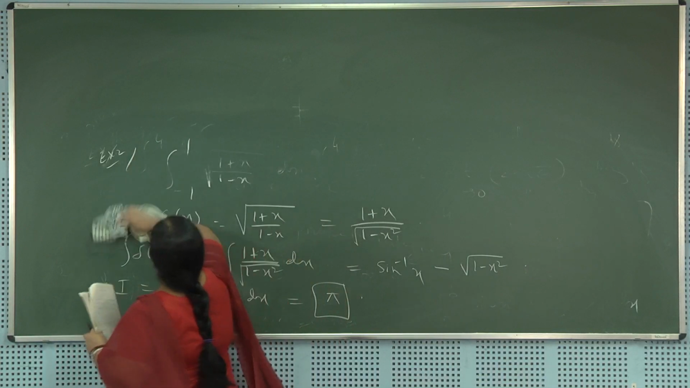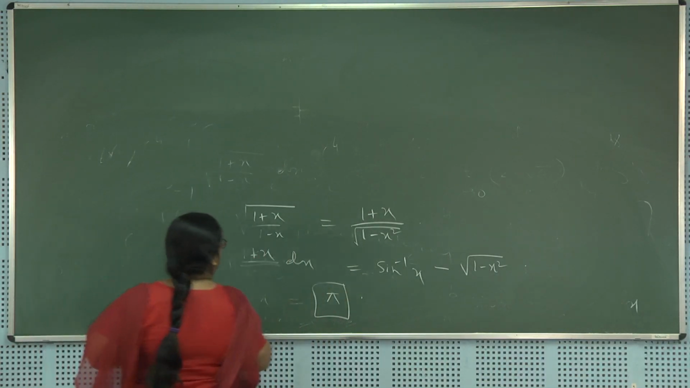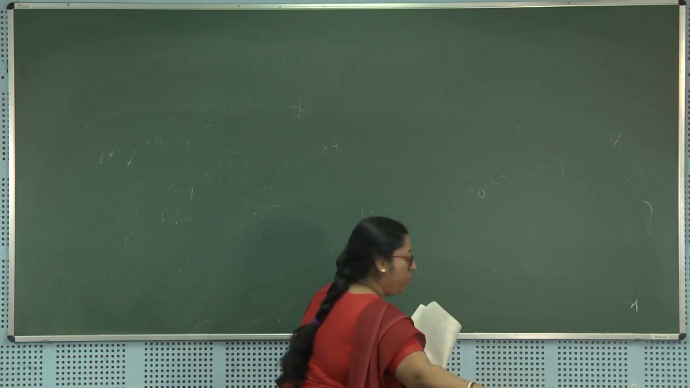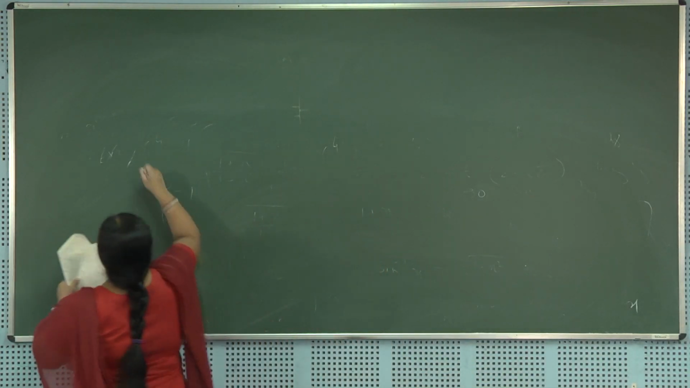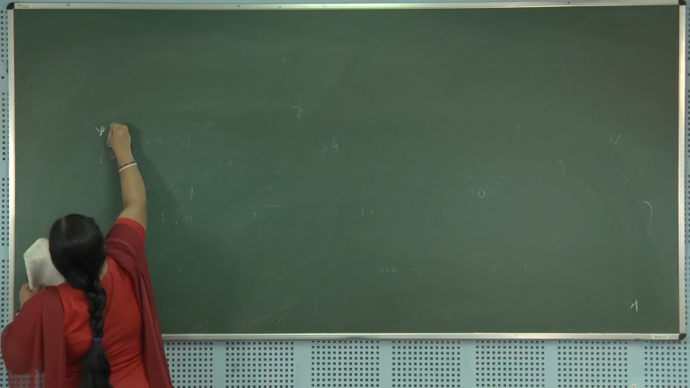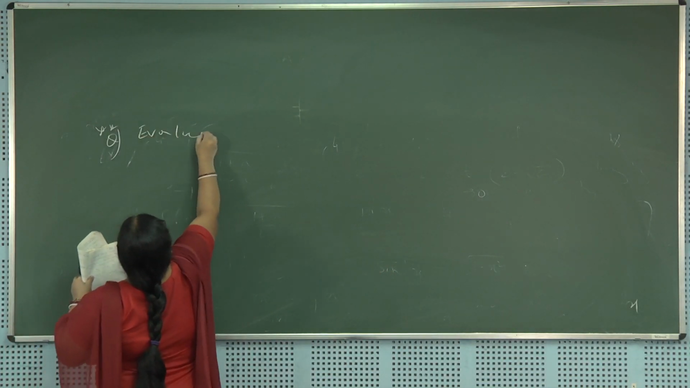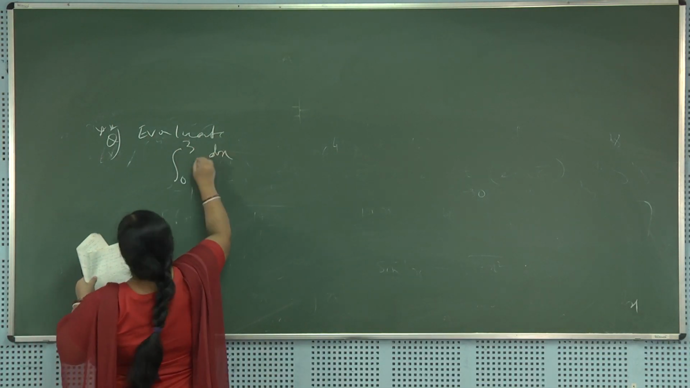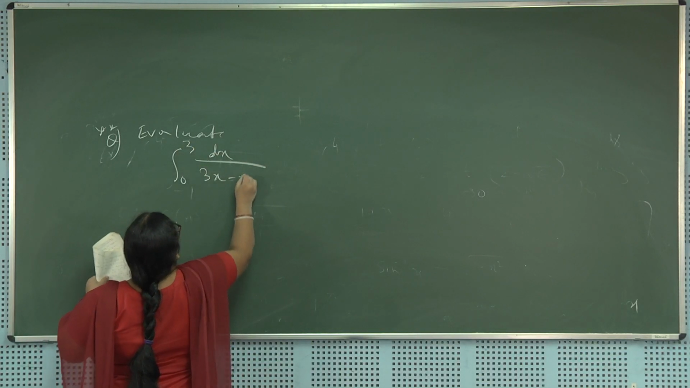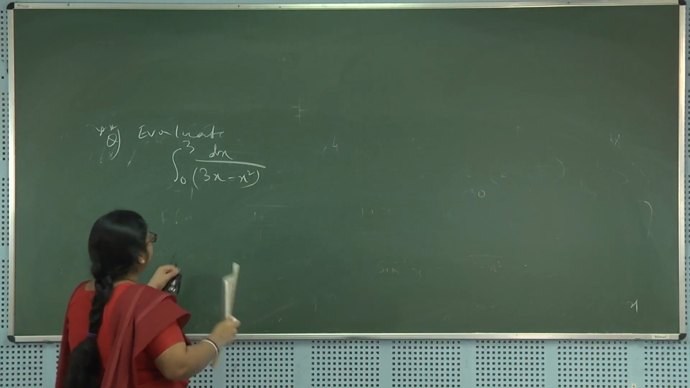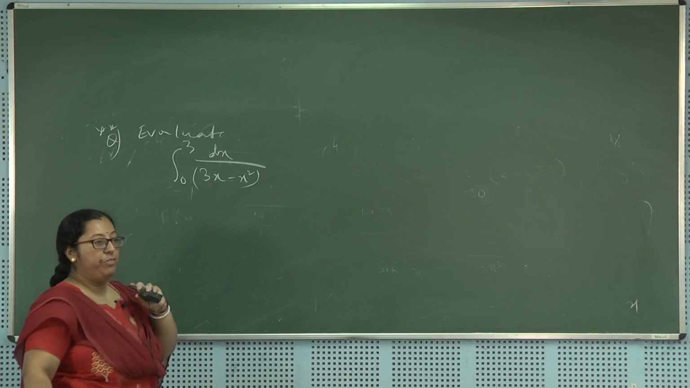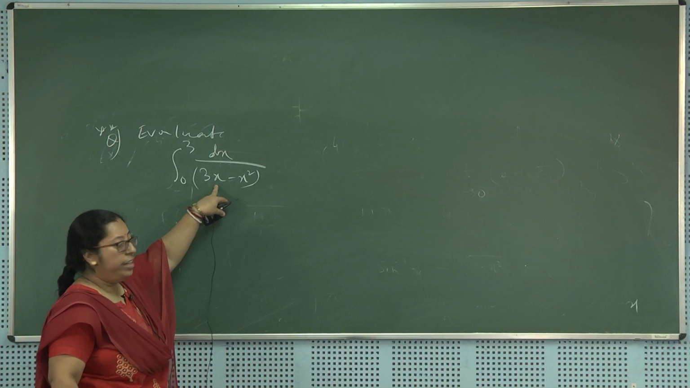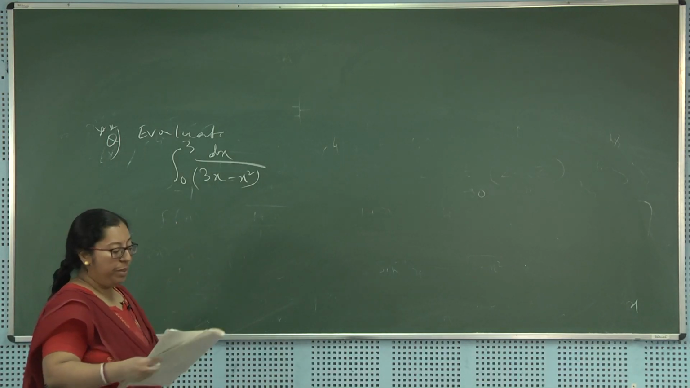Take down some exercises. Evaluate the improper integral, integral 0 to 3 dx upon root of (3x minus x square). You can easily see that x equal to 0 and x equal to 3 are points of infinite discontinuity. If you put x equal to 0, the function becomes unbounded. If you put x equal to 3, this is 9, this is also 9, so this will become unbounded.